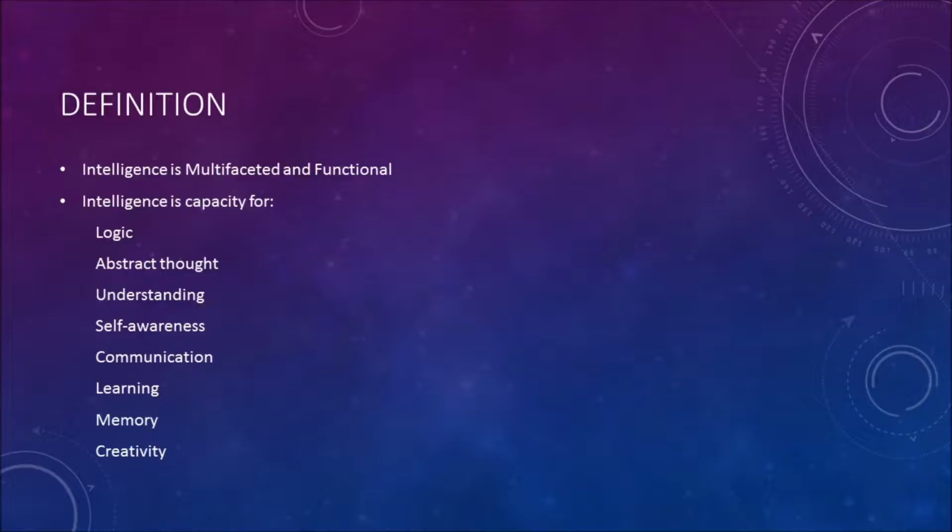Intelligence is said to be multifaceted and functional. But what does that mean? And how does that relate to intelligence? Intelligence has been defined in many different ways over the years, including one's capacity for logic, abstract thought, understanding, self-awareness, communication, learning, emotional knowledge, memory, planning, creativity, and problem solving. It is said that a combination of all these abilities come together to make the basis of what is known as one's intelligence.